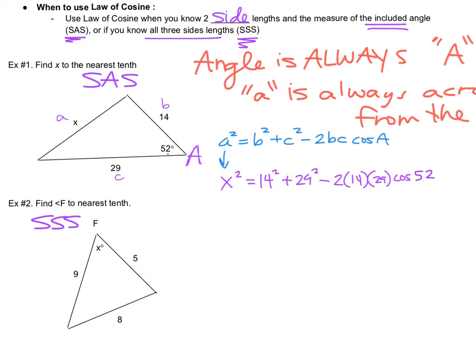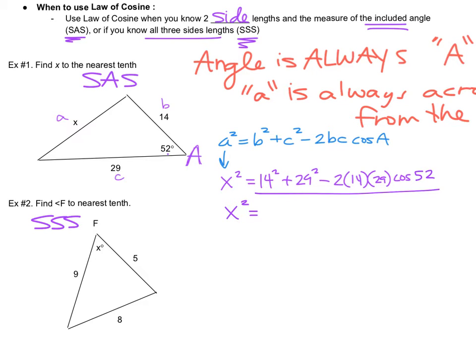Here's the beautiful thing. You have a calculator. You're going to plug this into your calculator. So plug in 14 squared. I would do this with me just so you know you're plugging it in right. Plus 29 squared minus 2 times 14 times 29 times cosine 52. Hit enter. What do you get? 537.08283.